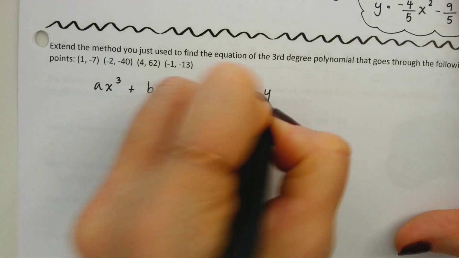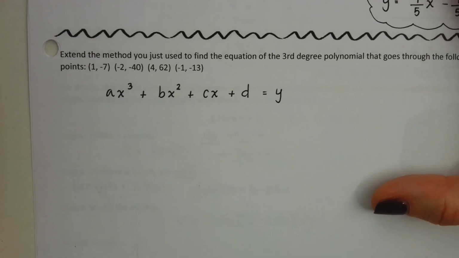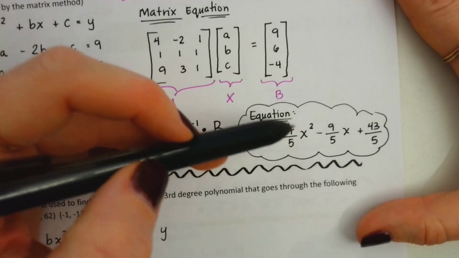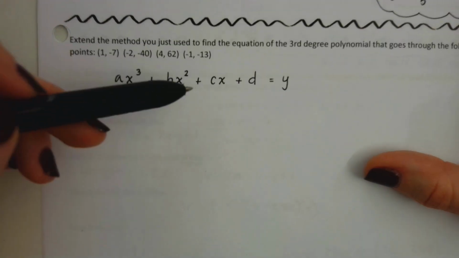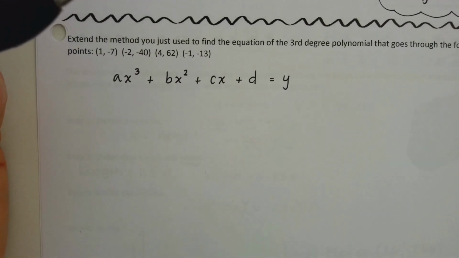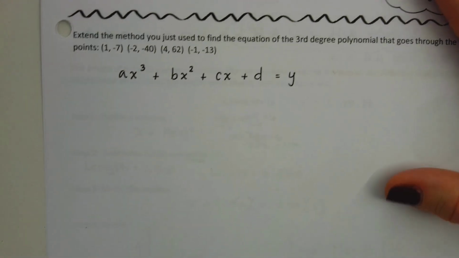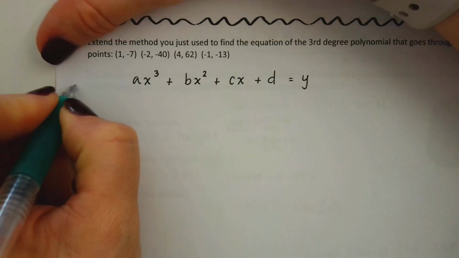How many missing variables does this one have? Like how many are we going to have to solve for in the calculator? On the last one we solved for a, b, and c. How many does this one have? 4. It has an a, a b, a c, and a d. If you have 4 missing variables, how many equations do you need to write? 4 equations, 4 variables. We're going to do the same process. We're going to take each one and plug it in for the x and the y.